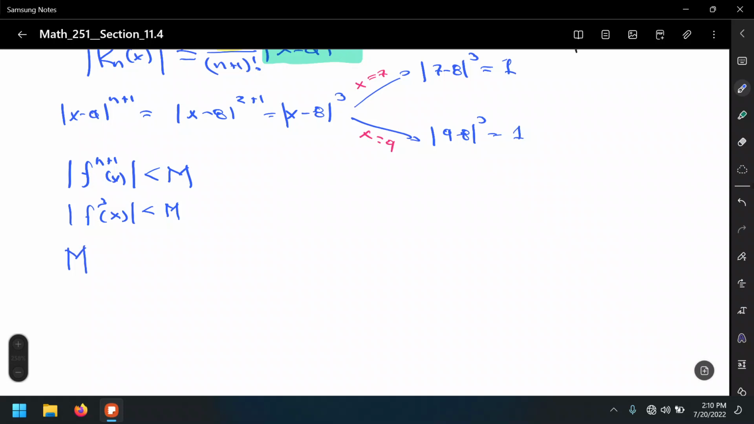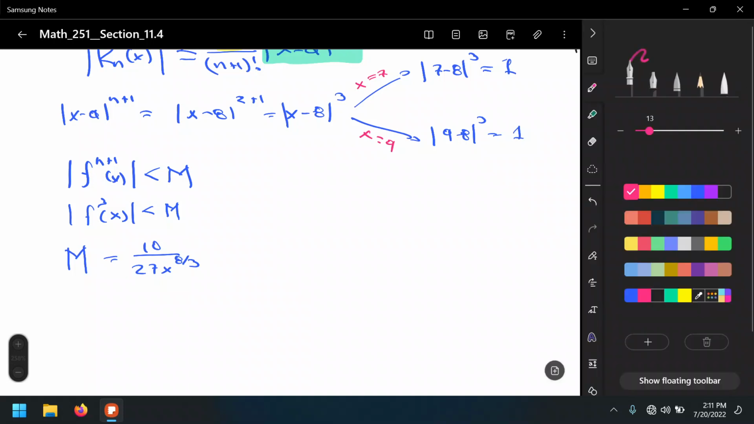Now, here is the thing. The third derivative, which is 10 over 27 x to the 8 thirds, we have two options. We can evaluate this at x equals 7 or at x equals 9. In this case, we need to pay special attention to which value, 7 or 9, is going to make this m the largest possible.